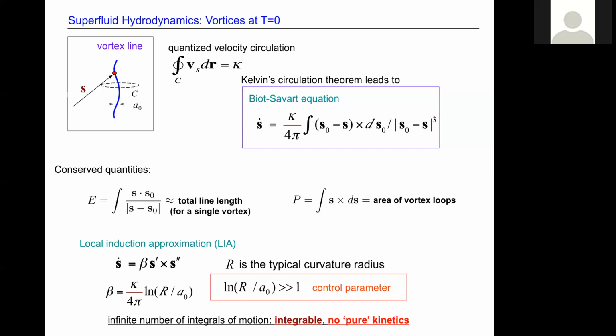So indeed, the reconnections effectively lift the integrability constraint. You can see that they break the integrals. They make some of those integrals divergent in the conservation laws, and therefore, with the help of reconnections, you can have nontrivial kinetics in the local induction approximation.